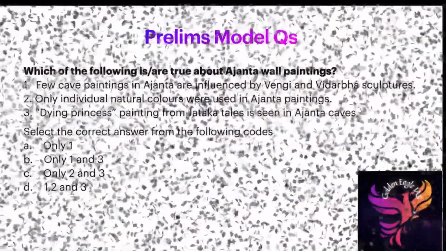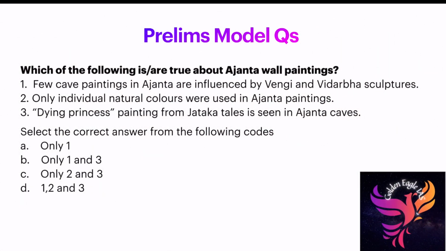Okay, now a model prelims question. Which of the following are true about Ajanta wall painting? Few cave paintings in Ajanta are influenced by Vengi and Vidarbha sculptures. Correct statement. Only natural colors is an extreme statement. No, different colors were used in Ajanta, because in Ajanta paintings various skin colors like brown, yellowish brown, greenish, yellow ochre represent a multicolor population. So obviously it's an incorrect statement.